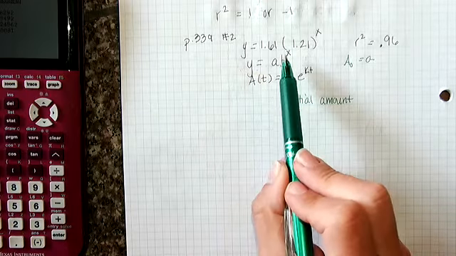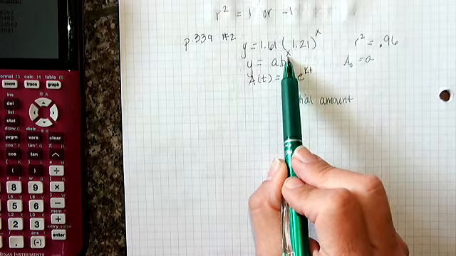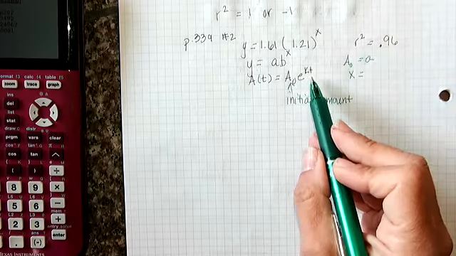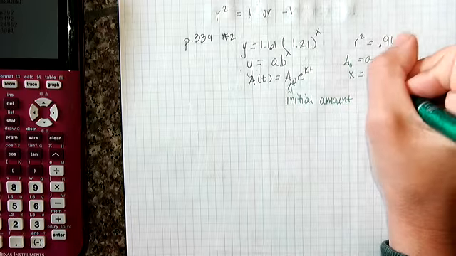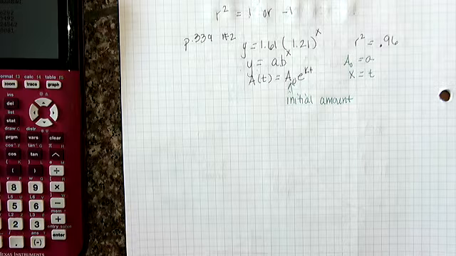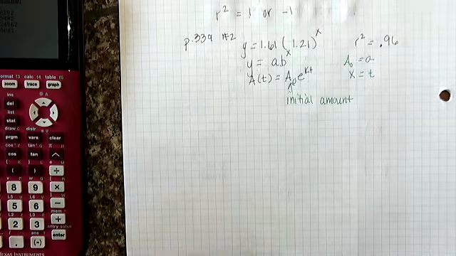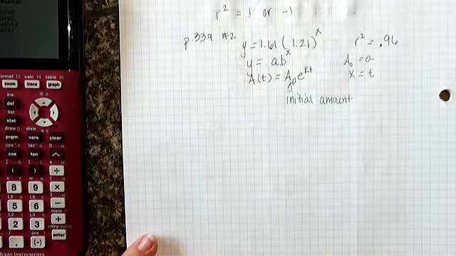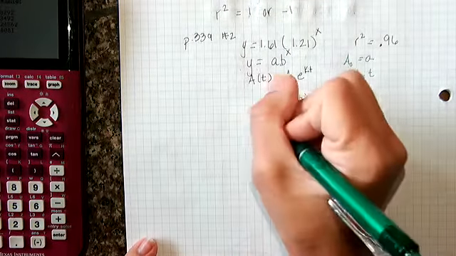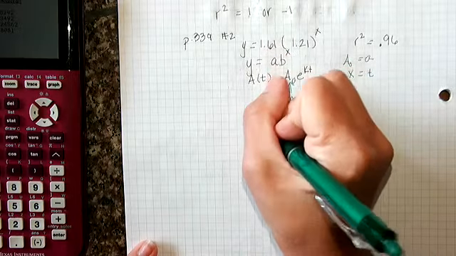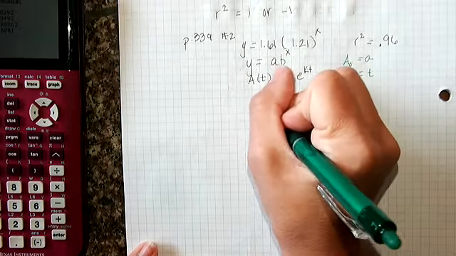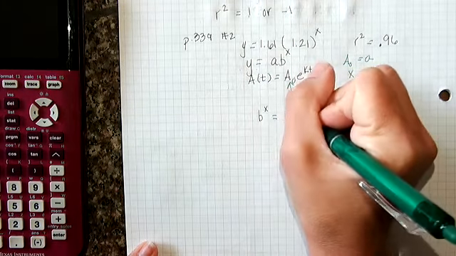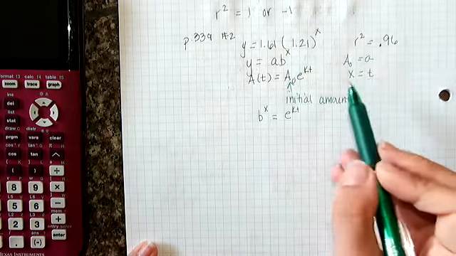Okay, well, x represents time in y equals ab to the x. And t represents time. So you end up with b to the x equals e to the kt.